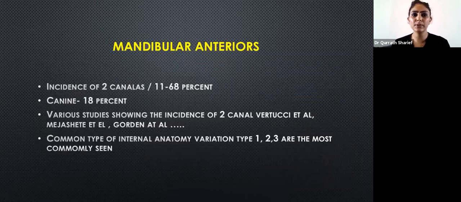So coming to your mandibular anteriors, the incidence varies from 11 to 68% for your lower anterior incisors, that is your central incisor and your lateral incisor, whereas for your canine it is 18%. There are various studies which have been done by authors like Vertucci et al. and Gordon et al., who have said that the most common types of internal anatomy seen are Vertucci type 1, type 2 and type 3.